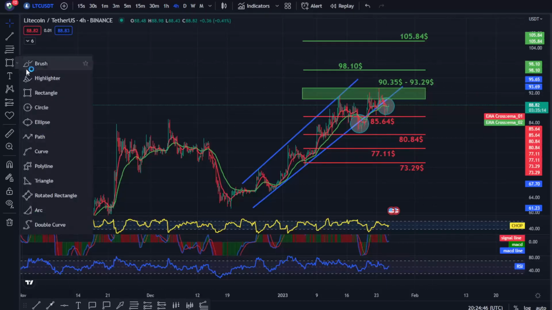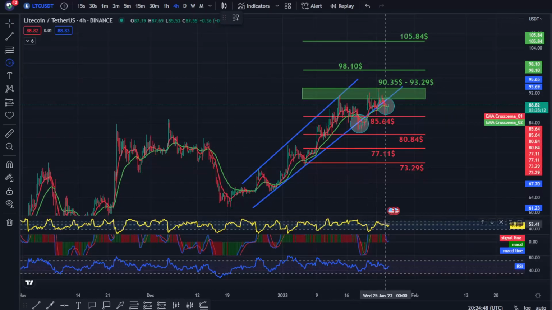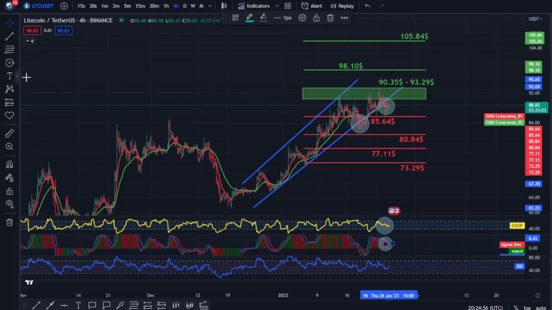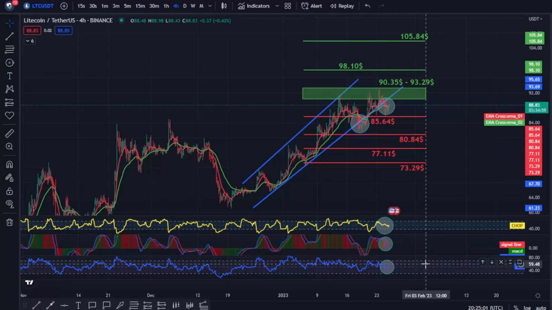As we can see, the CHOP index indicates that most of the energy has been used, the MACD indicates a local downtrend, while the RSI is moving in the middle of the range.